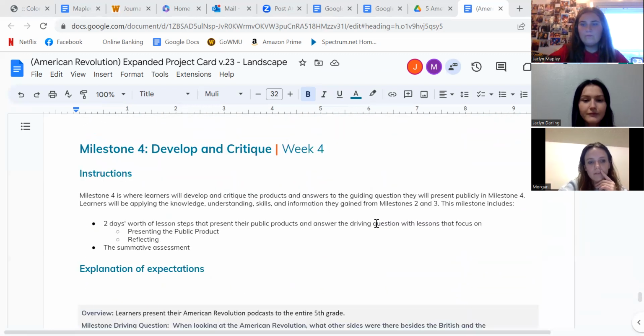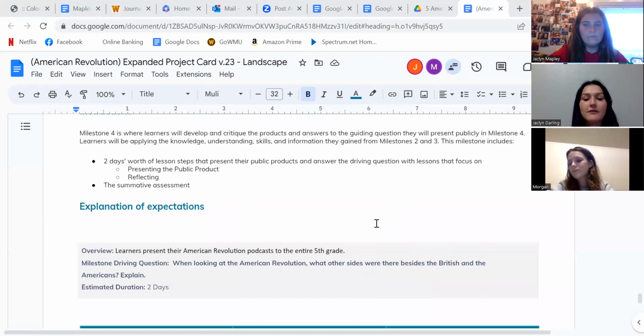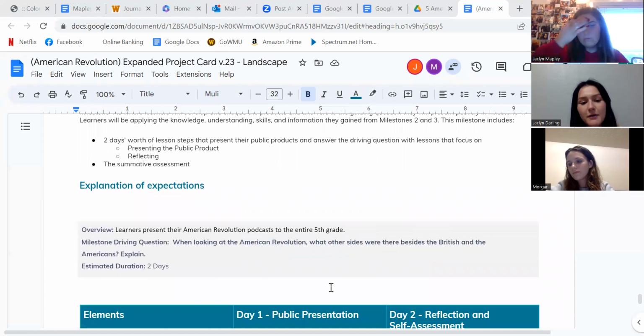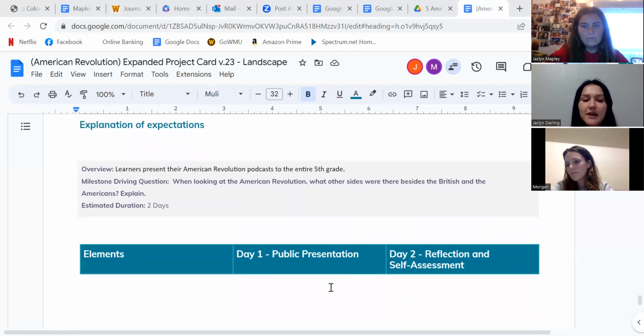And then milestone 4. Alrighty, so our milestone 4 is on week 4, and this is where they'll develop and critique products and get answers to the guiding questions. So our overview is present their American Revolution progress to the entire 5th grade. And our milestone driving question for this one is, when looking at the American Revolution, what other sides were there besides the British and the Americans? And they have to explain that.